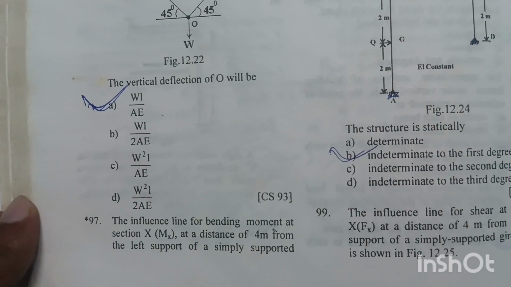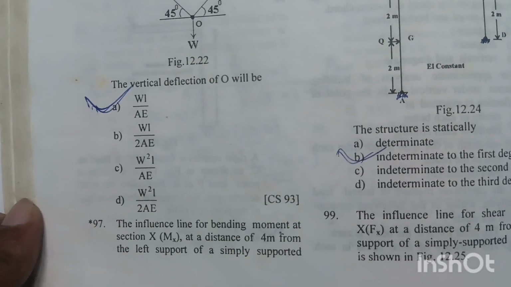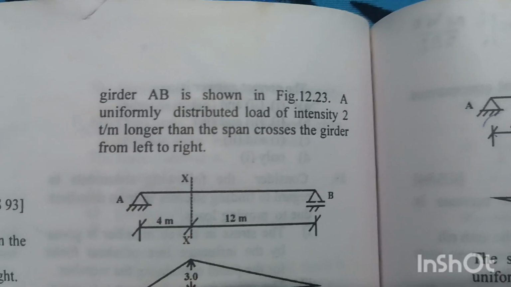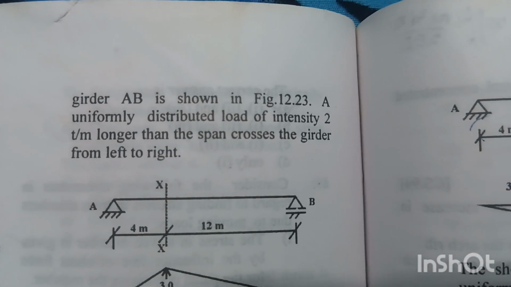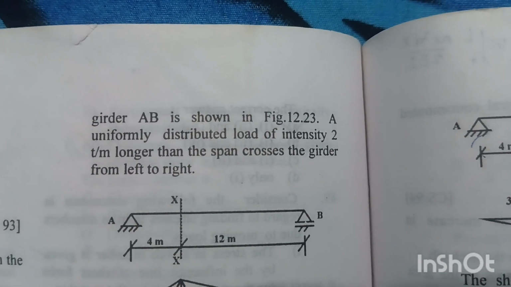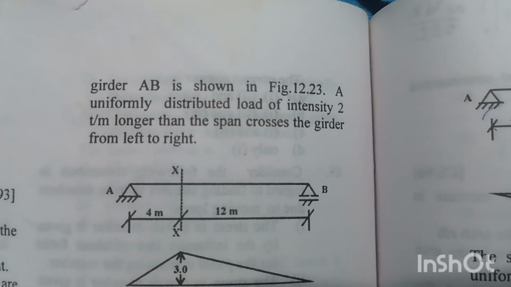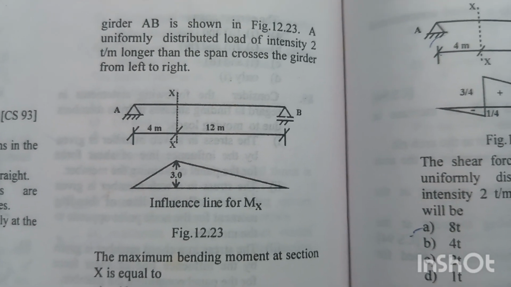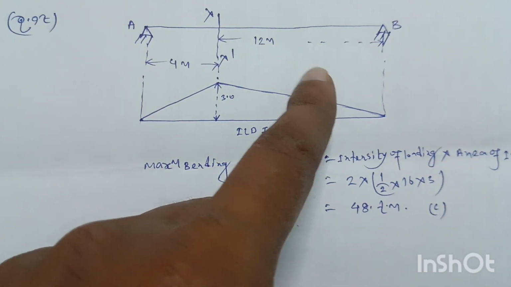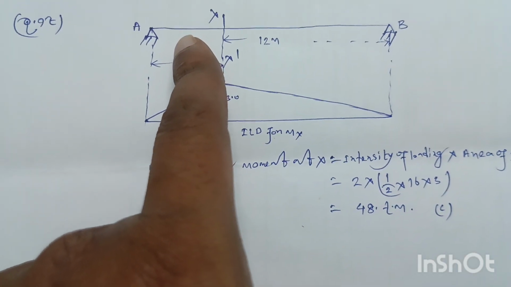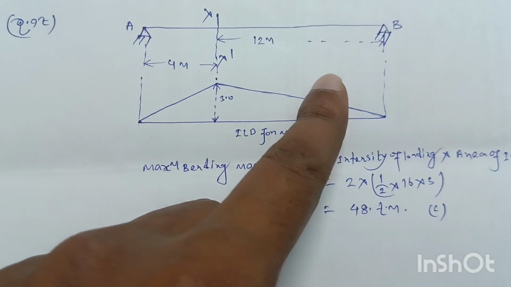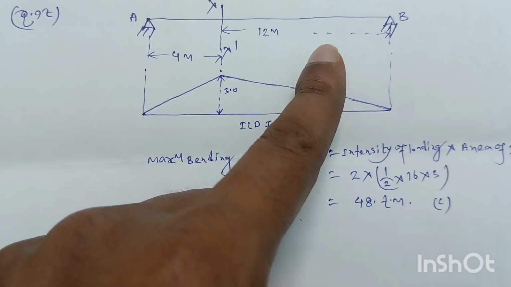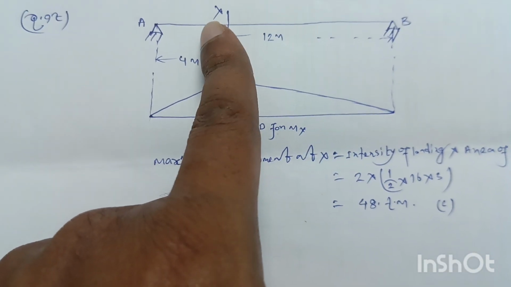Question number 97. The influence line for bending moment at section X, MX, at a distance 4 meter from the left support of a simply supported girder is shown in figure 12.23. A uniformly distributed load of intensity 2 ton per meter, longer than the span, crosses the girder from left to right. So the maximum bending moment at section X is equal to... This is the simply supported girder AB, and the uniformly distributed load is moving from left to right, and the load is longer than the span of this girder AB. Okay, so the maximum moment will occur for this beam.